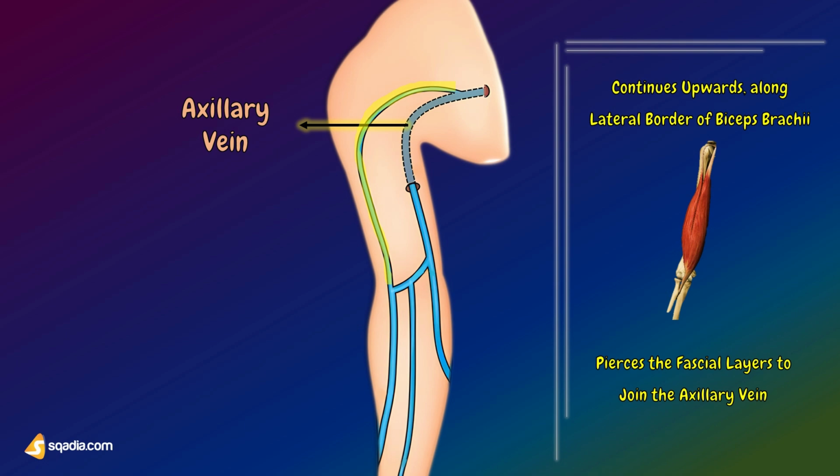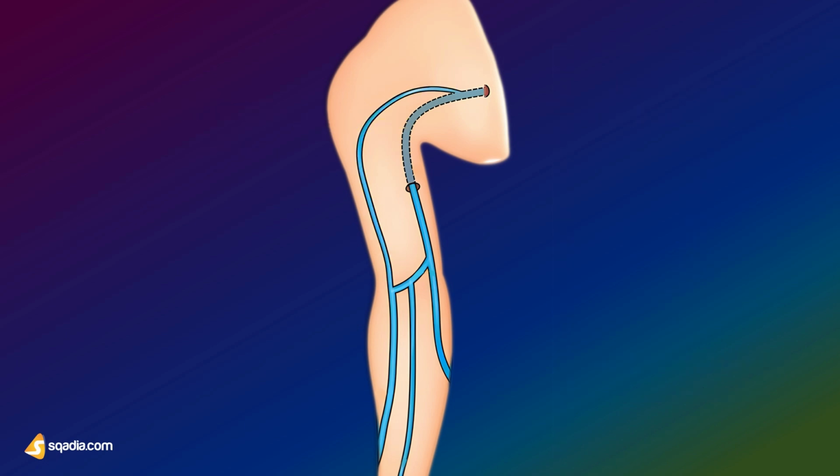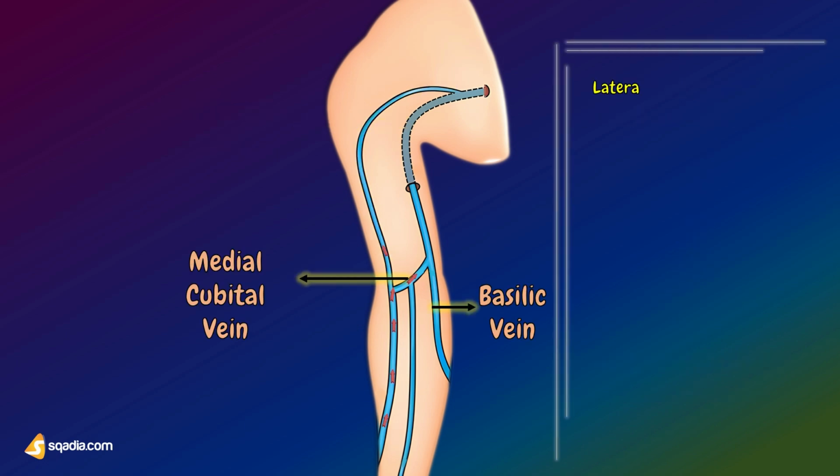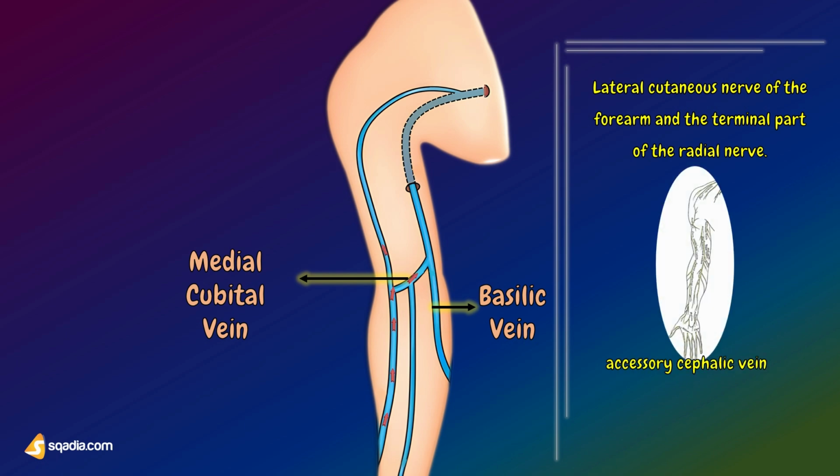At the elbow, the greater part of its blood is drained into the basilic vein through the median cubital vein, and partly also into the deep veins through the perforator vein. It is accompanied by the lateral cutaneous nerve of the forearm and the terminal part of the radial nerve. An accessory cephalic vein is sometimes present. It ends by joining the cephalic vein near the elbow.